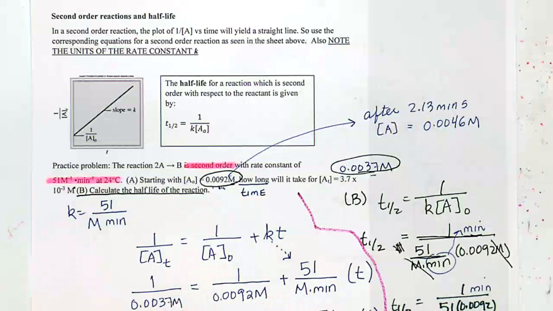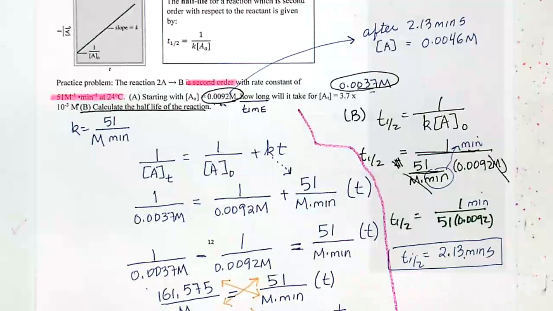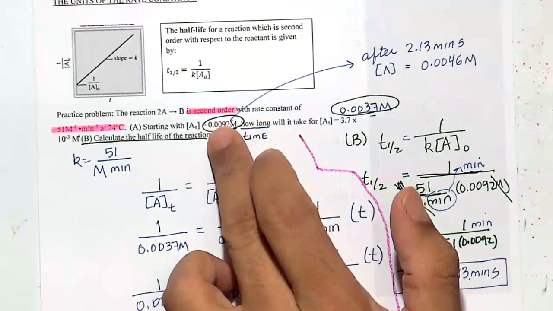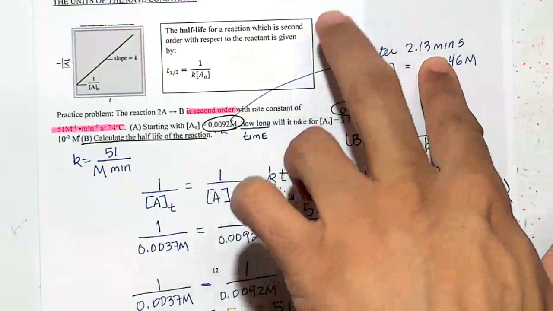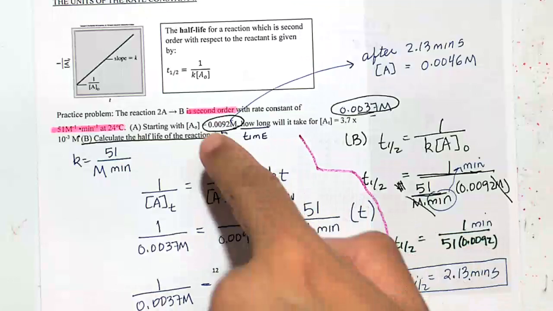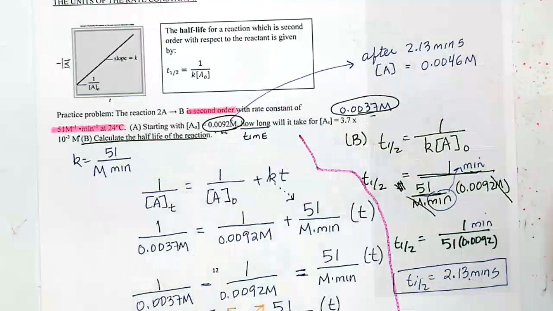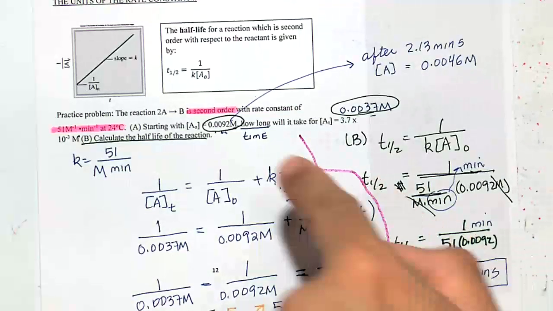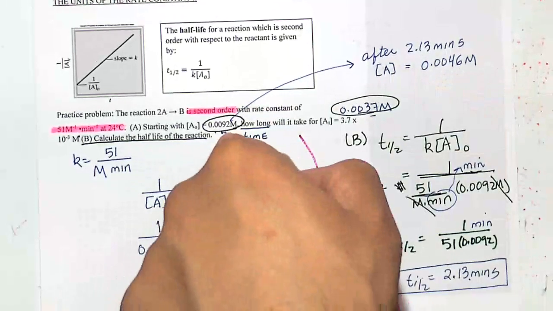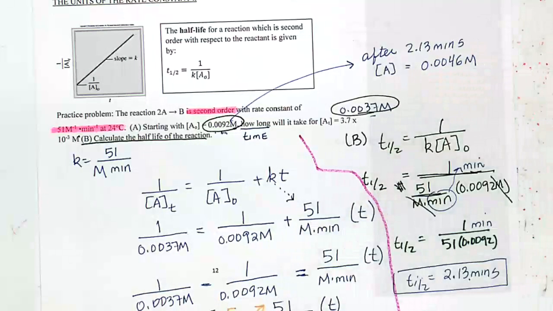Okay. Yes, ma'am. Divided the original concentration by the time of the calculator. Yes, because what is the definition of the half-life, Maria? The time in which 50% has decayed. So we divide it by 2. After 2.13 minutes, this has gone down by 50%. Well, what's 50% of 0.0092? It's 0.0046, okay?